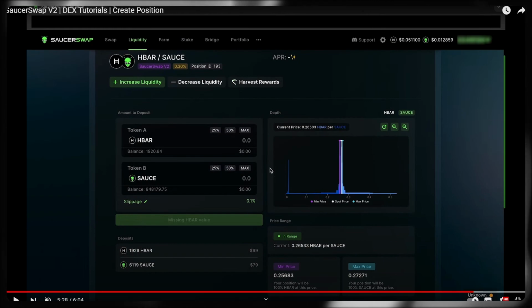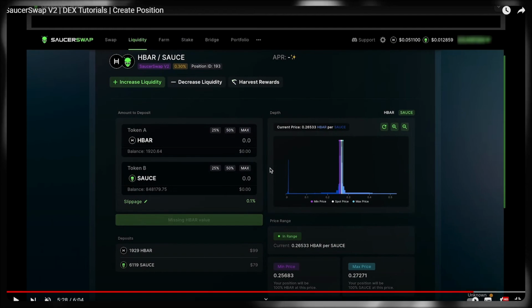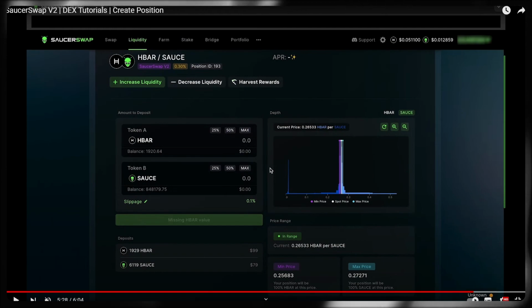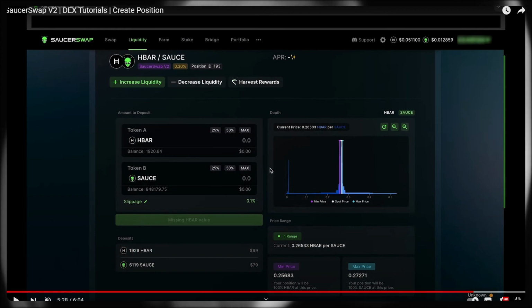Of course, as I said, watch out, because over the coming days, I will have a dedicated video showing you guys how to actually use this interface on SaucerSwap Labs when it goes live on the testnet.